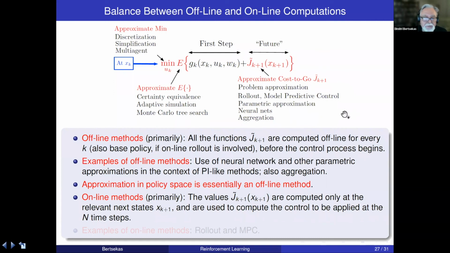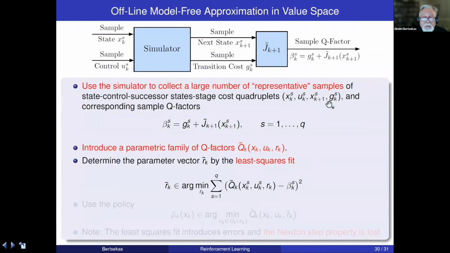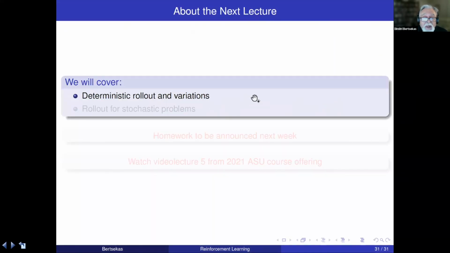various possibilities. And next time, we're going to talk about deterministic rollout, and also a form of rollout where you have made a certain equivalence approximation so that this minimization here is deterministic, which also relates to a problem approximation with certain equivalence. We replace the original problem with a deterministic problem. So the rollout is an algorithm that is very useful, very reliable, and becomes an important part of more complicated algorithms. We're going to talk about it.